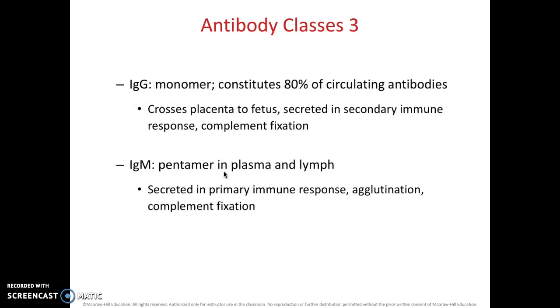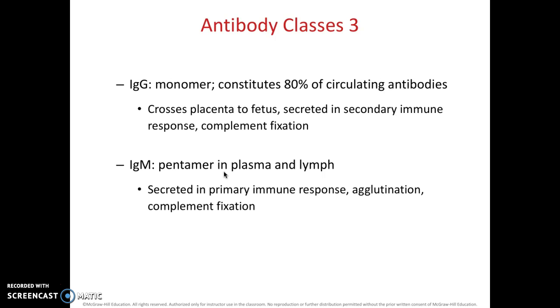IgG is a monomer and is the most abundant class of antibodies within the body because it constitutes about 80% of the circulating antibodies. This monomer is able to cross the placenta to get to the fetus and is secreted in the secondary immune response when you're exposed to an antigen the second time, as well as complement fixation, which we don't need to worry about here.